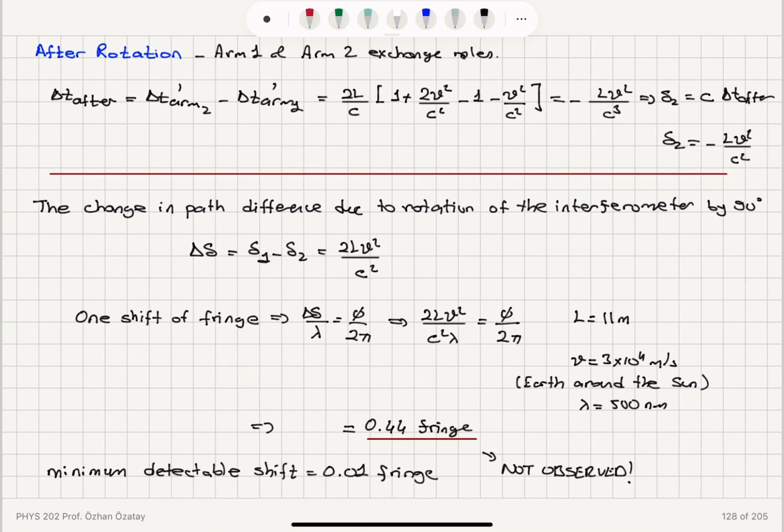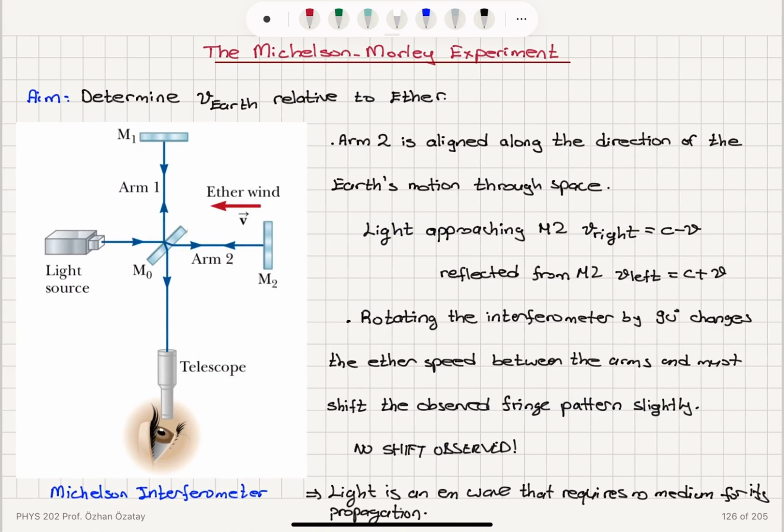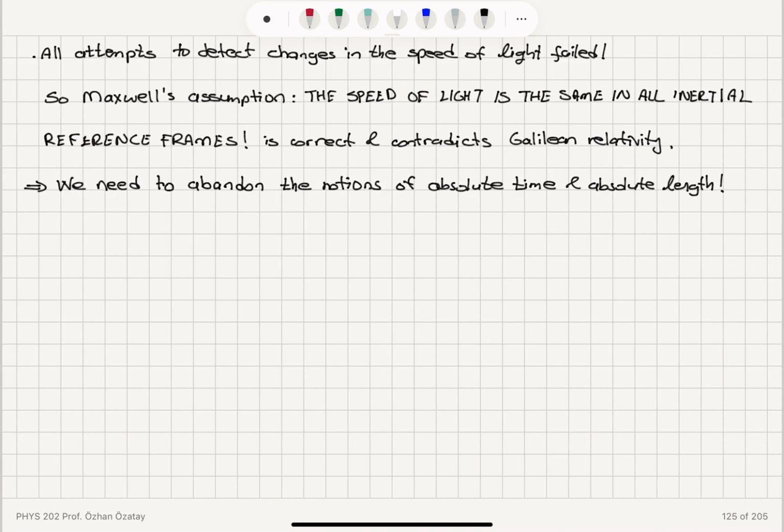So basically we conclude that the Michelson-Morley experiment shows that Maxwell's assumption is correct. The speed of light is the same in all inertial reference frames, not in this special reference frame called ether, the pure air breathed by gods in mythology.